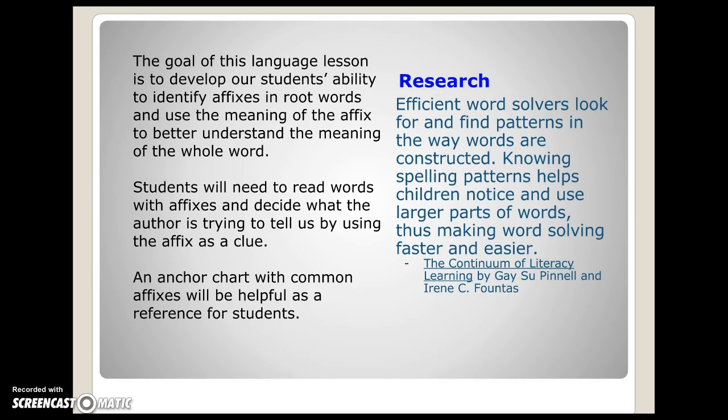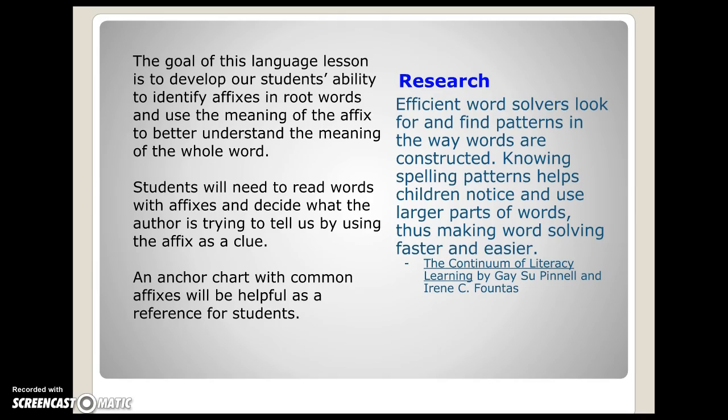In their book, The Continuum of Literacy Learning by Gay Su Pinnell and Irene C. Fountas, they state, efficient word solvers look for and find patterns in the way words are constructed. Knowing spelling patterns helps children notice and use larger parts of the words, thus making word solving faster and easier.